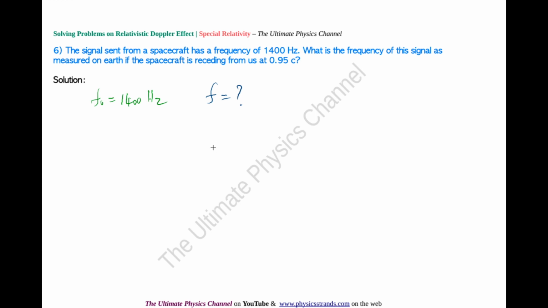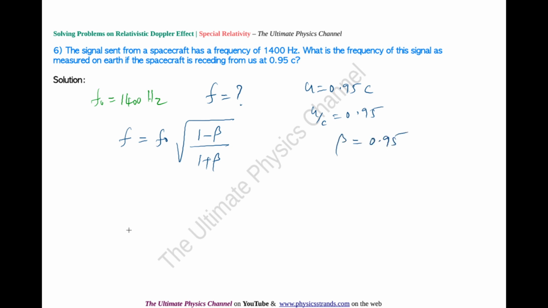From a spacecraft, and this is receding from us, so we have to use the formula. F is equal to F naught, the frequency has to reduce, so it is 1 minus beta over 1 plus beta. And here it is 0.95 C. U is given here, right? U is equal to 0.95 C. So U over C is 0.95. That means our beta in this formula is directly 0.95 we can use.